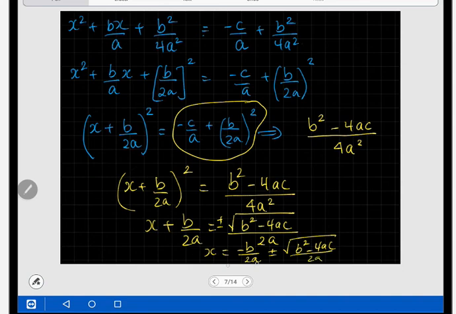We have the same denominator. That equation becomes minus b plus or minus square root of b squared minus 4ac divided by 2a. That's my value of x using the completing the square method.